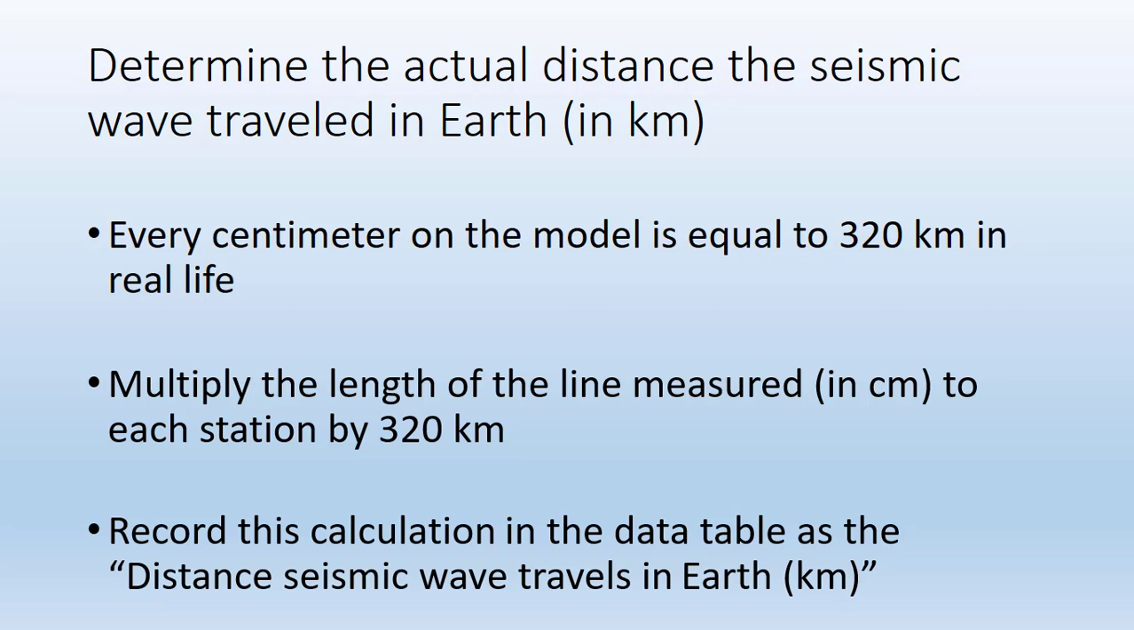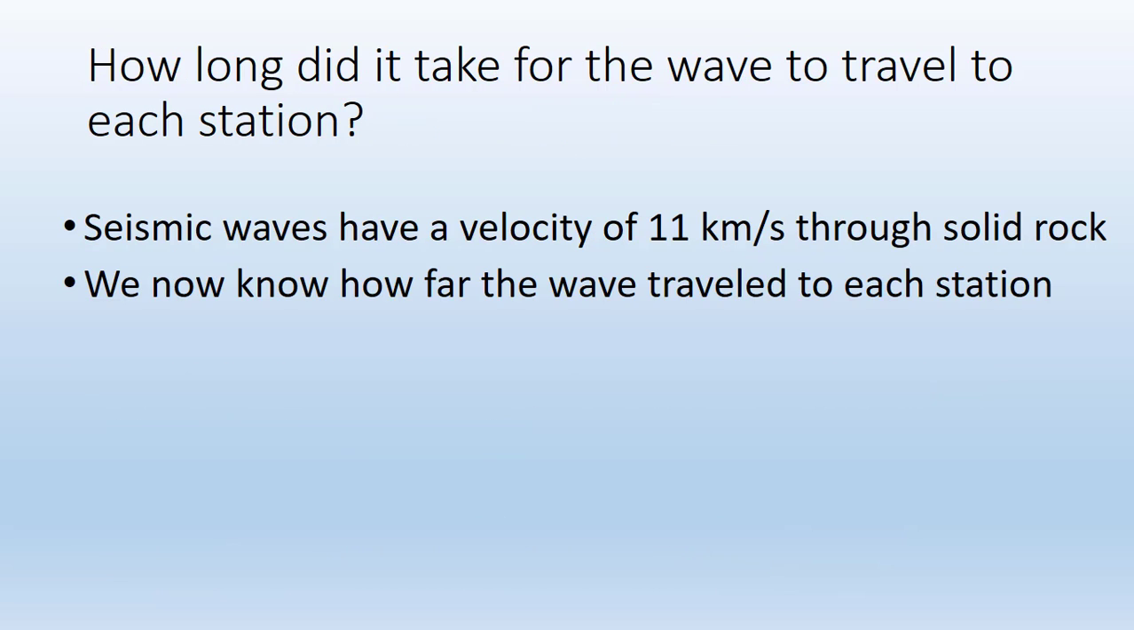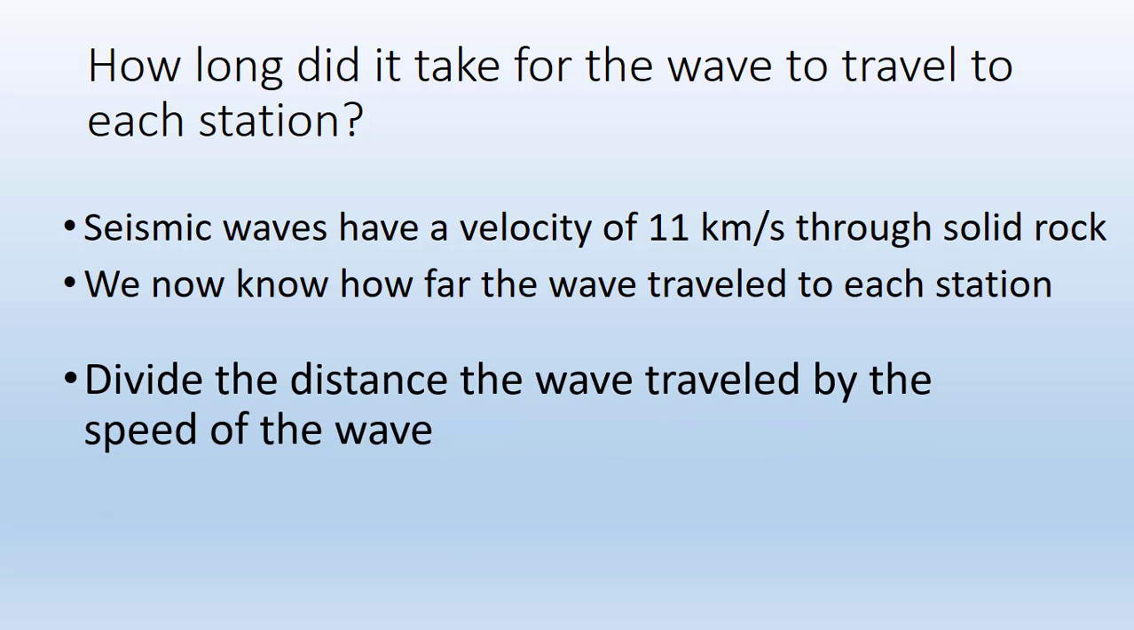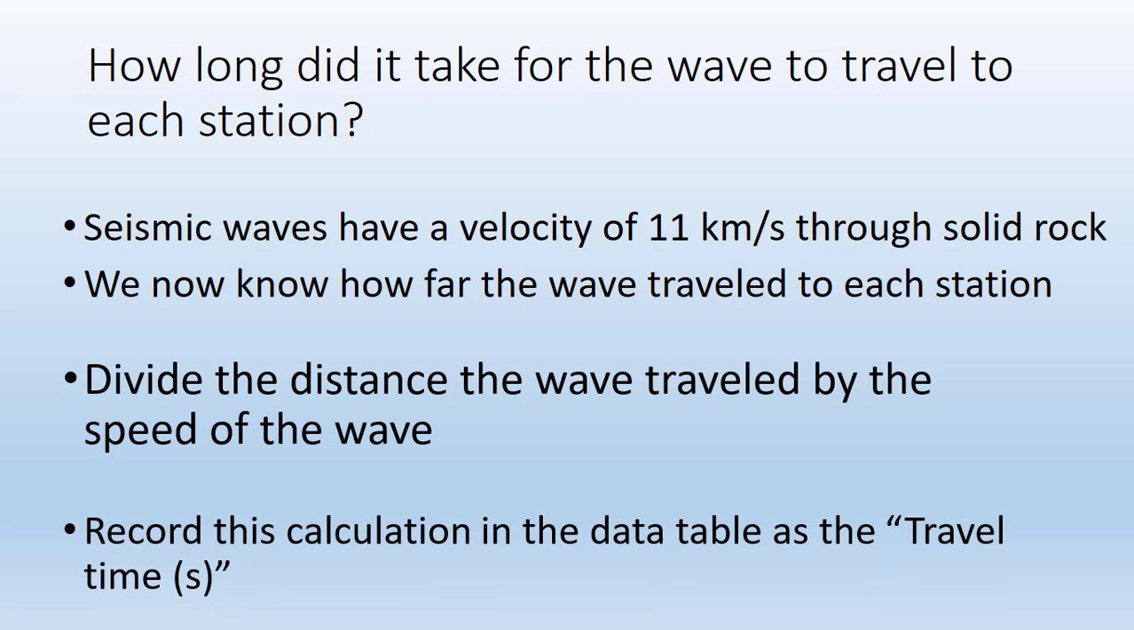Now we know that the speed of a seismic wave traveling through rock is 11 kilometers per second. And since we know the distance the wave travels, we can use this speed to figure out how long it takes the wave to travel to each station. Remember that speed is the distance divided by time, so time will be the distance divided by the velocity. Record this time as the travel time in seconds on your Google Sheet.